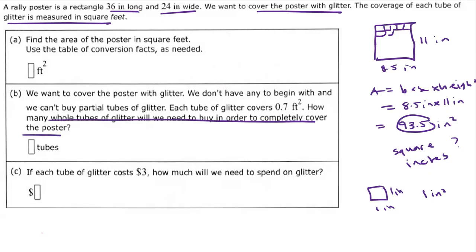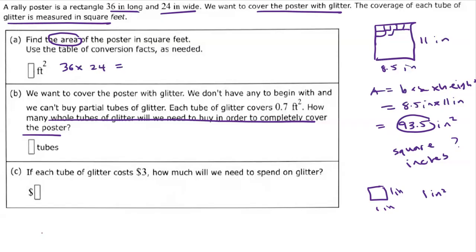Let's go back to the first part here. We want to find the area, and we just talked about that. To find the area, you just multiply base times height, or the length times the width. So let's go ahead and do that. I get 36 times 24.